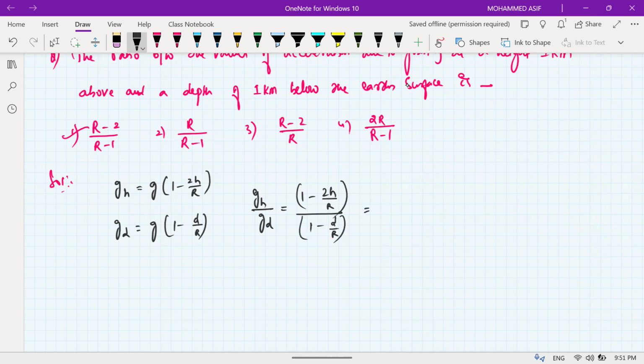So this value will be equal to how much? R minus 2H divided by R minus D. Am I clear? What is the H value given in the problem? H is equal to 1 kilometer and the depth is also equal to 1 kilometer. So that will be equal to R minus 2 divided by R minus 1. Am I clear?